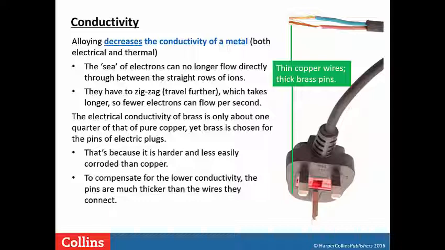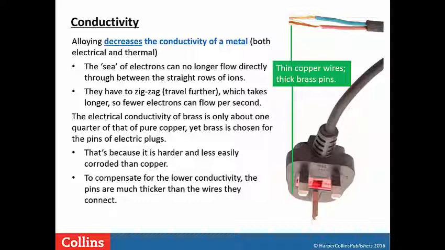For example, the electrical conductivity of brass is only about 1/4 of that of pure copper, but the reason we use brass for the pins of our electric plugs is because it's much harder. If we had copper and we tried to put the plug in the wrong place on the socket, it wouldn't go and the pin would bend and it would be annoying. Okay, that's why they make the pins much thicker. That compensates for the low conductivity.